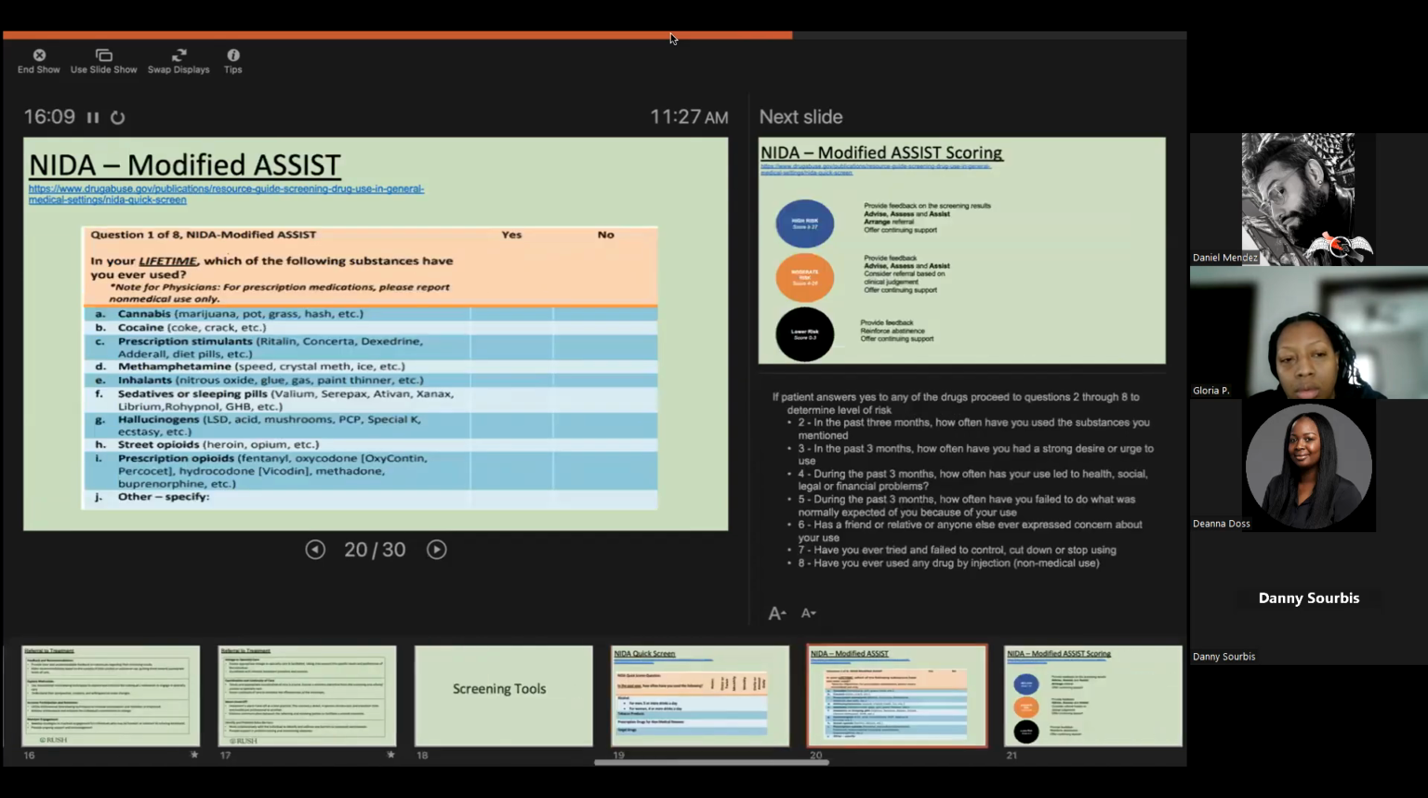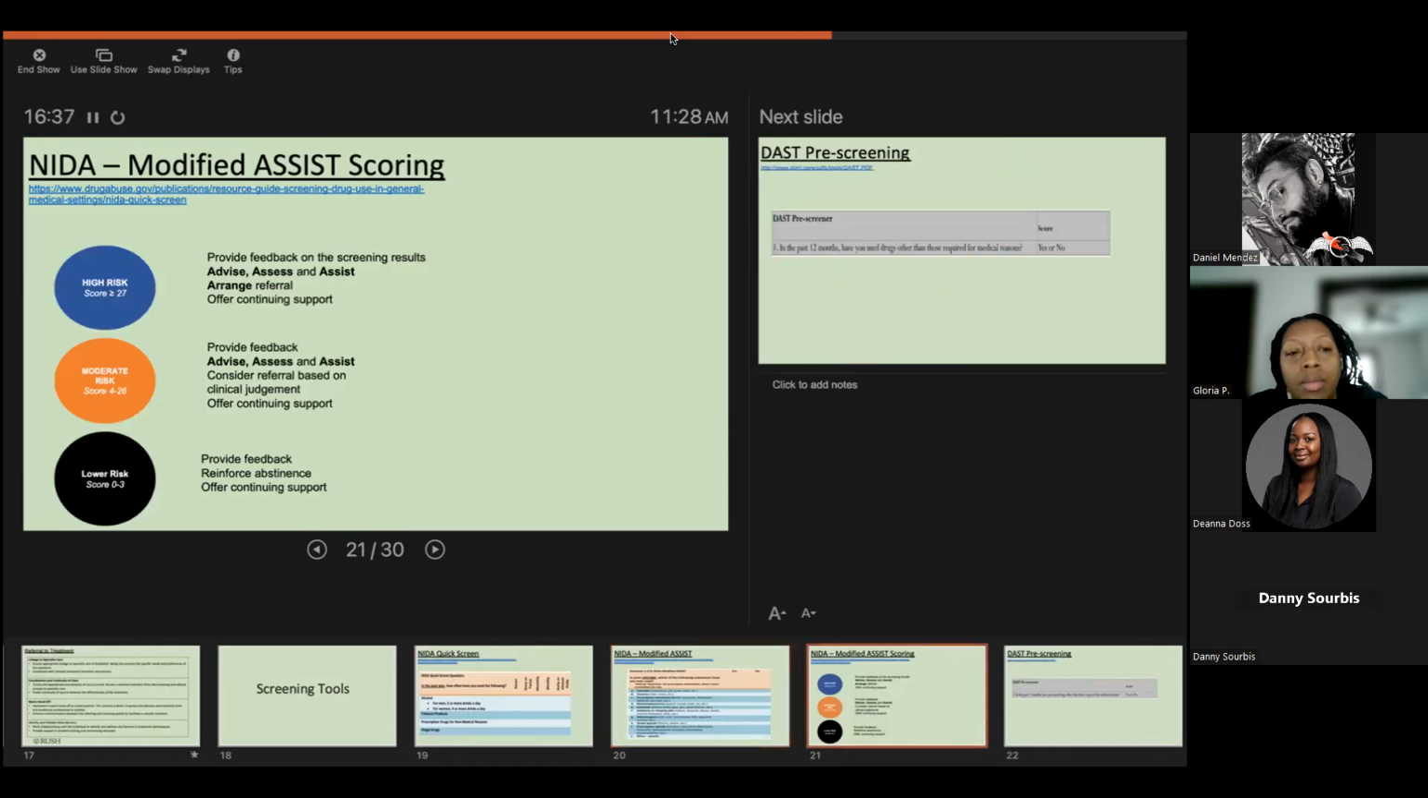And that's this screening, which is 8 questions. So in your lifetime, which of the following substances have you ever used? And it just lists the different substances, cannabis, cocaine, and so forth. So if a patient answers yes to any of the drugs, you want to proceed to questions 2 through 8 to determine the level of risk.